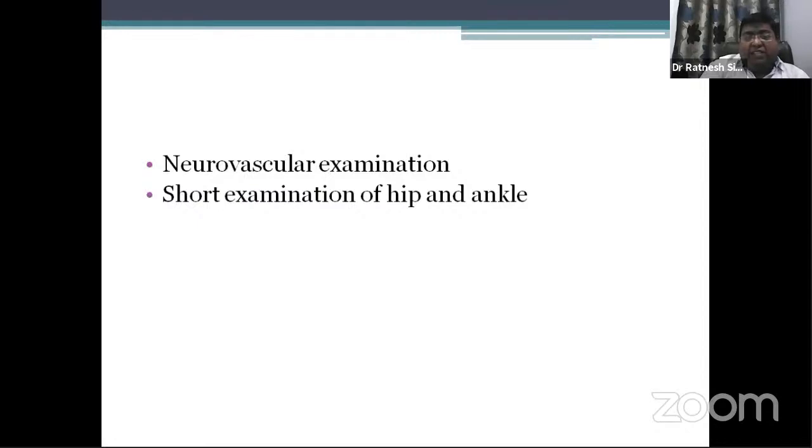Now complete your examination with neurovascular examination and short examination of the hip and ankle. Thank you.